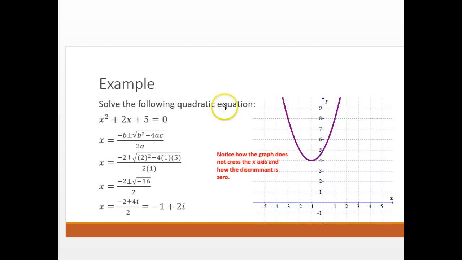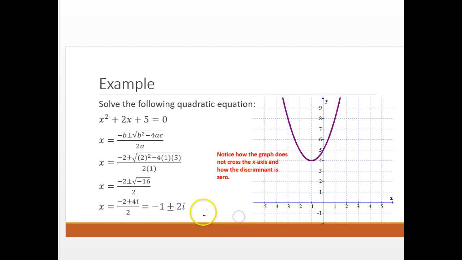Alright, solve the following quadratic equation. We have x squared plus 2x plus 5 equals 0. If we plug into our quadratic formula, we get x is negative b plus or minus the square root of b squared minus 4ac, all over 2a. This gives us x is negative 2 plus or minus, this is 2 squared minus 4 times 1 times 5, all over 2. This now gives us negative 2 plus or minus the square root of negative 16. We know the negative becomes an i, and the square root of 16 is 4. So negative 2 plus or minus 4i over 2 is negative 1 plus or minus 2i.